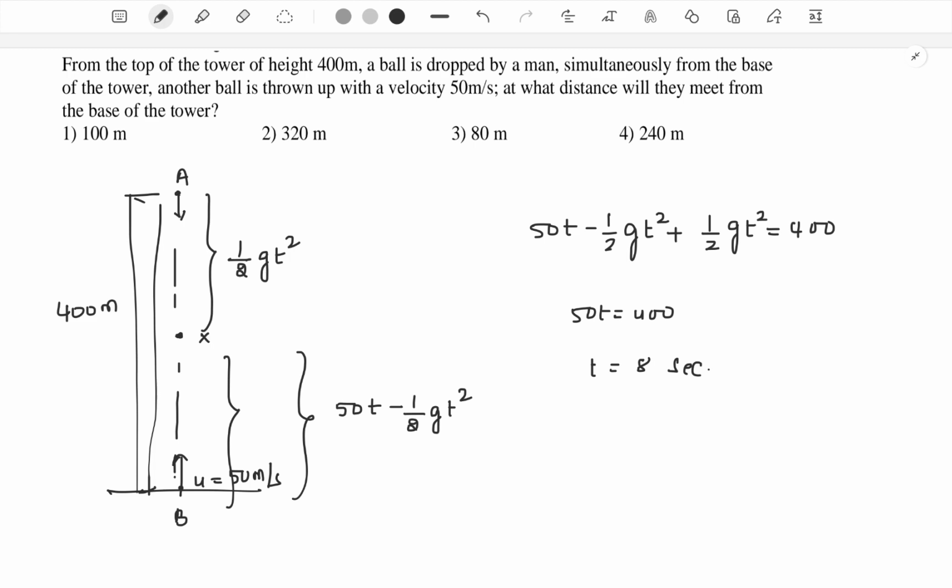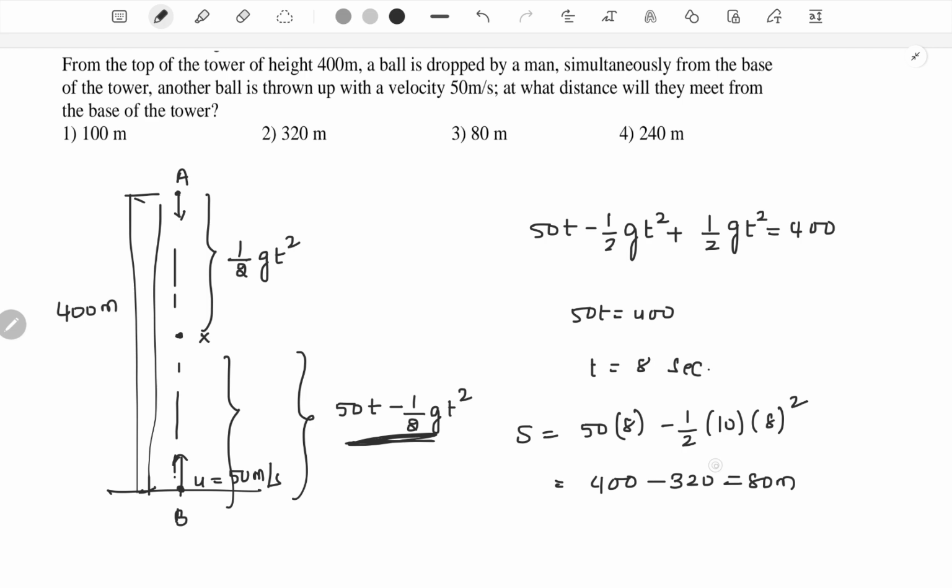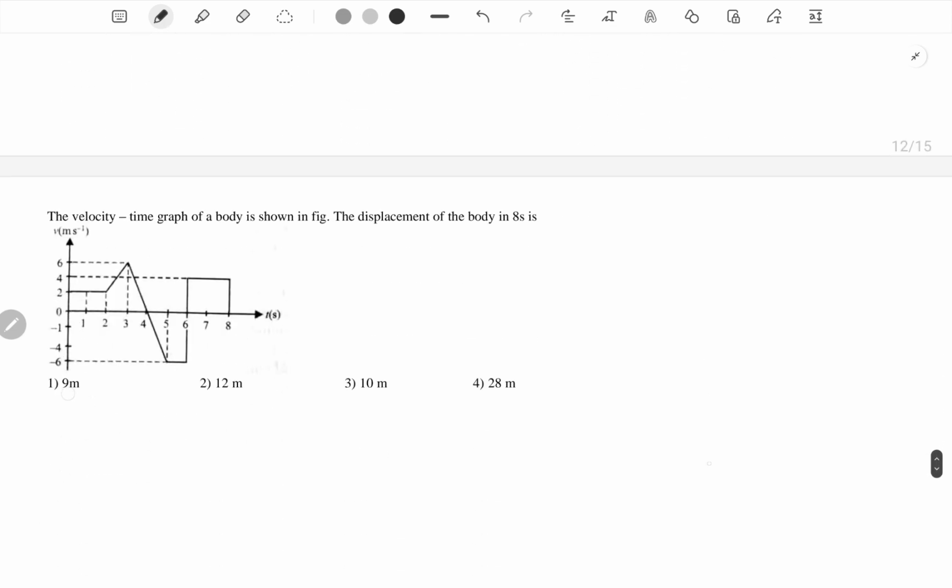Now, what distance will they meet from the base of the tower? We need to find the height at which they would collide. That is 50 into t minus half into g into 8 square. Just simplify this relation and you would get 400 minus 320, which is equal to 80. So they would collide at 80 meters above the ground. Let's proceed to the next problem.